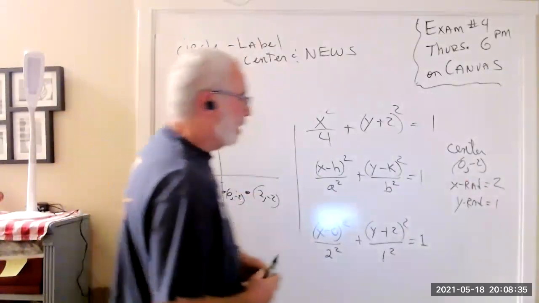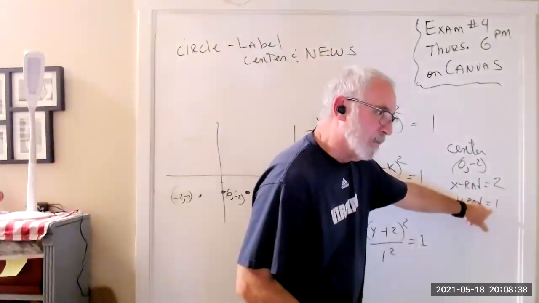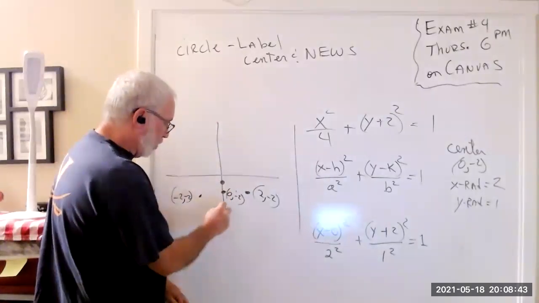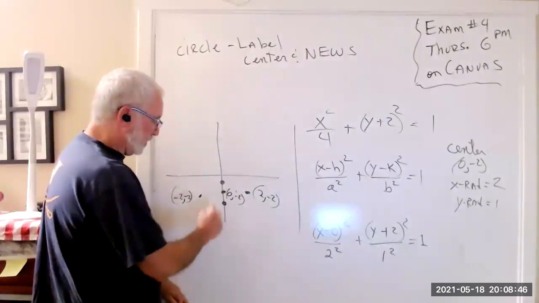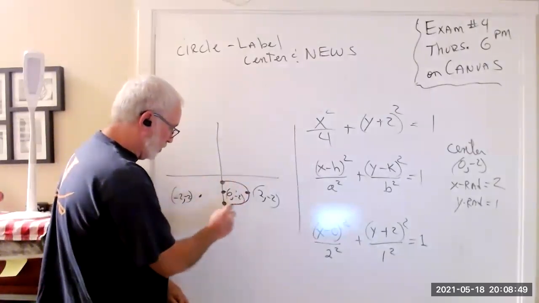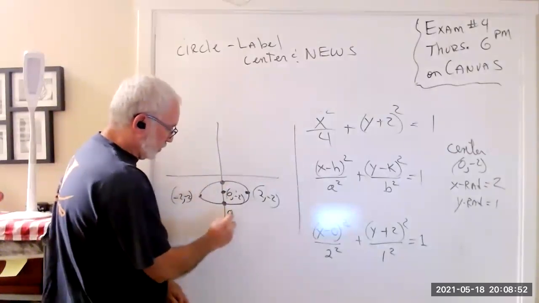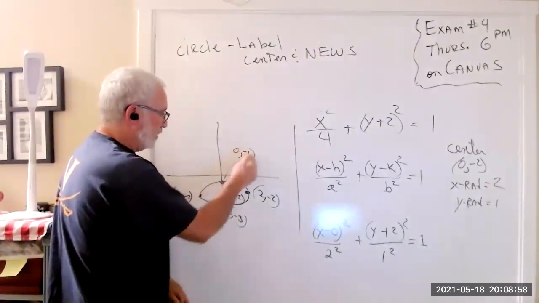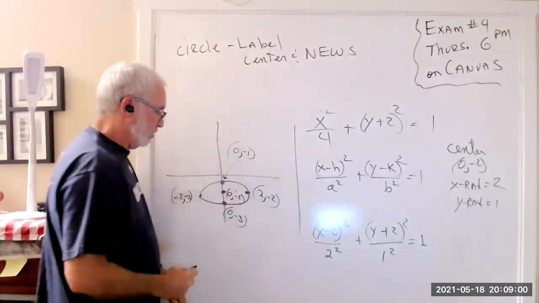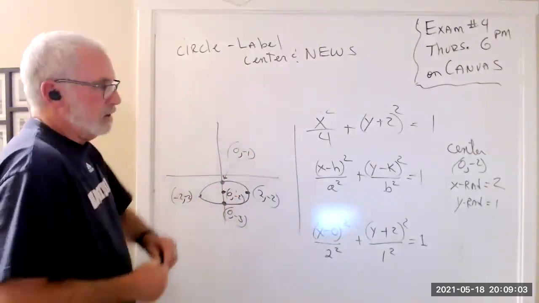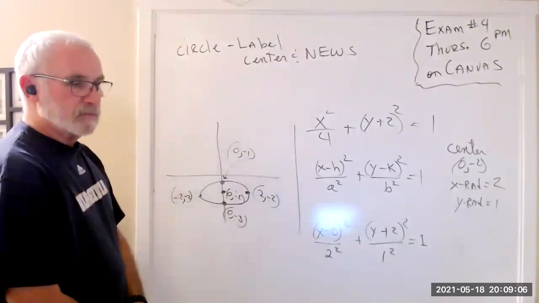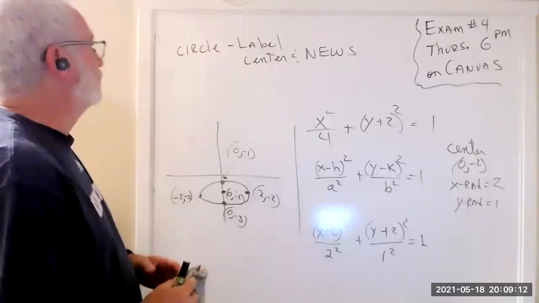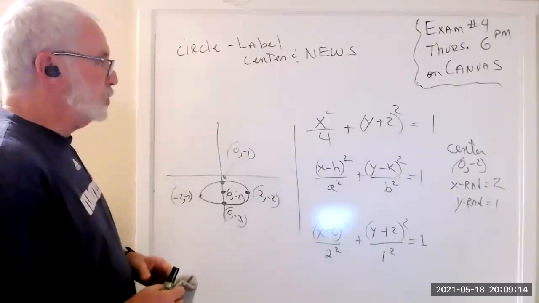Our Y radius is 1. So from the center, we're going to go up 1 and down 1. Everything is measured from the center. So this is 0, -3. And this point here is 0, -1. And that would be an ellipse. That okay? And that's the news on an ellipse.